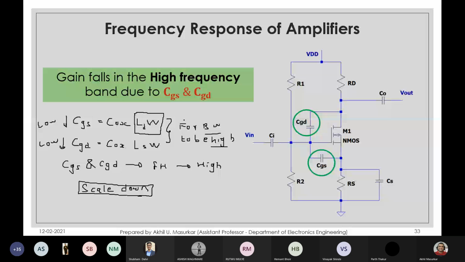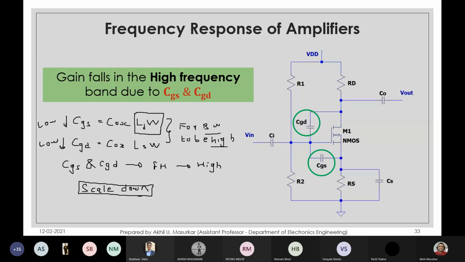And if they reduce, CGS and CGD will also become small. And if these capacitances become small, the bandwidth becomes very high. So it is important to make this CGS and CGD as small as possible. And if you are able to completely get rid of it, then your bandwidth would be infinite in an ideal scenario.